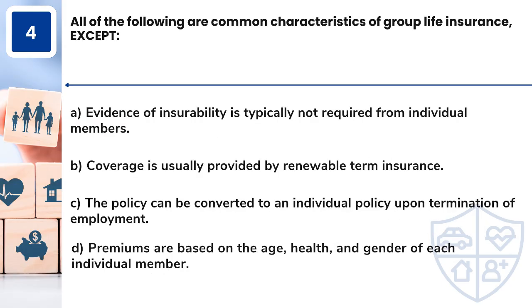Question 4. All of the following are common characteristics of group life insurance, except A. Evidence of insurability is typically not required from individual members. B. Coverage is usually provided by renewable term insurance. C. The policy can be converted to an individual policy upon termination of employment. D. Premiums are based on the age, health, and gender of each individual member.